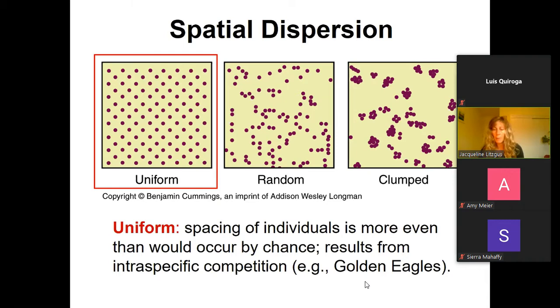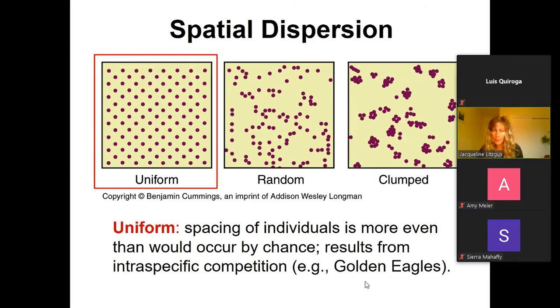Okay, so individuals might be distributed just sort of randomly all over the place. They might be equally spaced and uniform, or they might be in clumps. So we'll go through each one of these three with a quick definition. So a uniform distribution is the spacing of individuals that's more even than expected by chance. Okay, so they're more equally distant from each other than just random chance would predict.